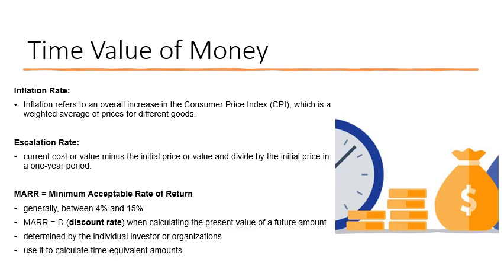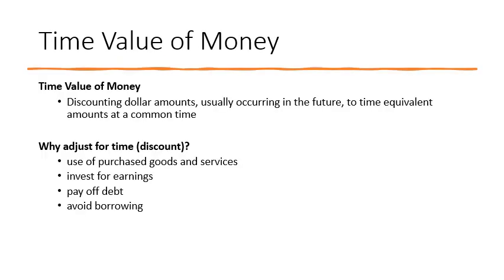Typically, discount rate is something between 4% and 15%, and it is determined by the individual investor or organizations. And the organizations, maybe they determine this amount based on their historic data and previous projects.